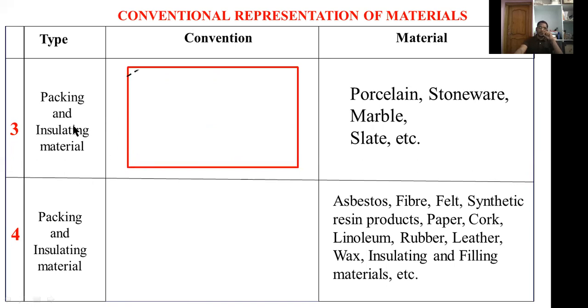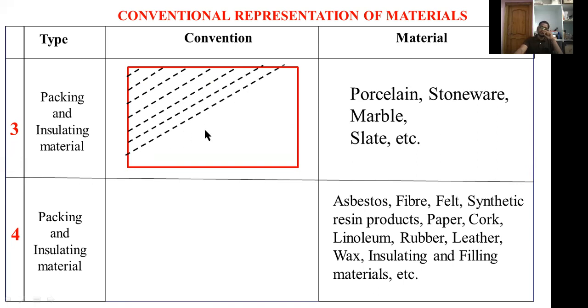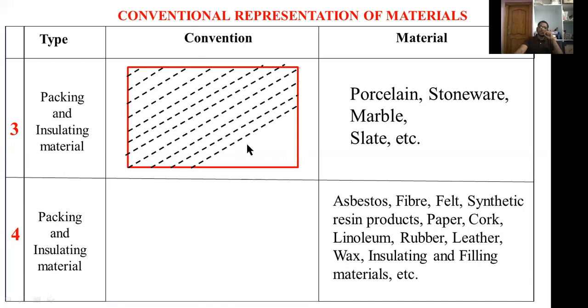For packing and insulating materials, you have to represent dashed lines, same dashed with hatching. These are discontinuous lines. These are also having 45 degree angle with the normal lines. So this type of representation is used for porcelain materials, stoneware materials, marble materials, and slate like that.